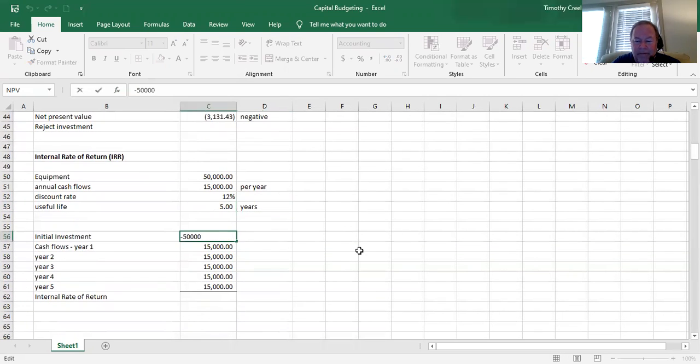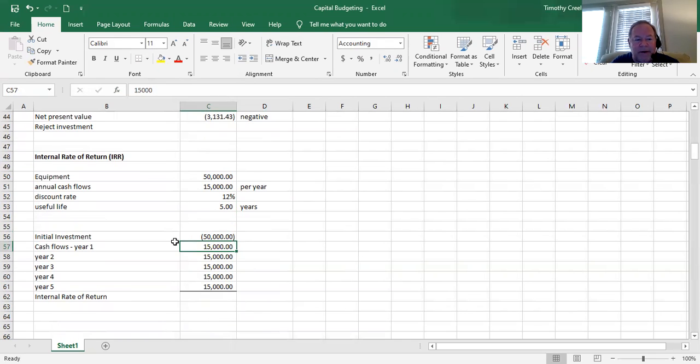Now, if you're doing internal rate of return in Excel, you want to set it up just like this. Basically what I did was I put the initial investment, again, 50,000, as a negative number, because this is cash we're paying out when we make this investment. And then I put all of the cash flows that are going to be coming in from this investment. Notice 15,000 for each of the 5 years. You want to set it up this way when you're doing internal rate of return in Excel.